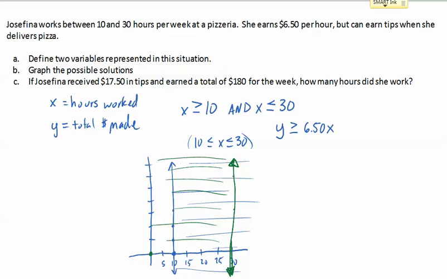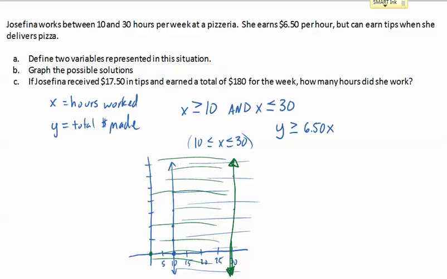Usually I have the excuse of it's my right, your left, because I'm working on the board, but here it's all the same. So there's the left, everything to the left. Now it's overlapping obviously in between the two bars. That makes sense because the hours worked has to be between 10 and 30. So all of these show that.